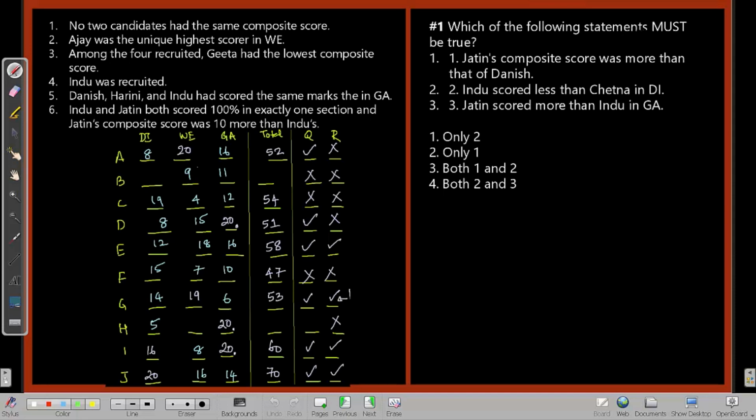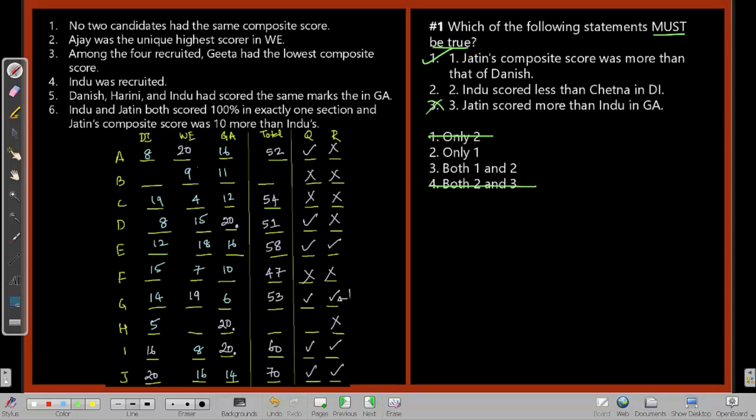Which of the following, it says, must be true. We are looking at something that must be true. Jatin's composite score was more than Danish. Jatin's composite score, which is 17, is more than Danish. That is something that must be true. The first one must be true, which means only 2 and both 2 and 3 go. So we just have to evaluate, which means 3 cannot be the answer.